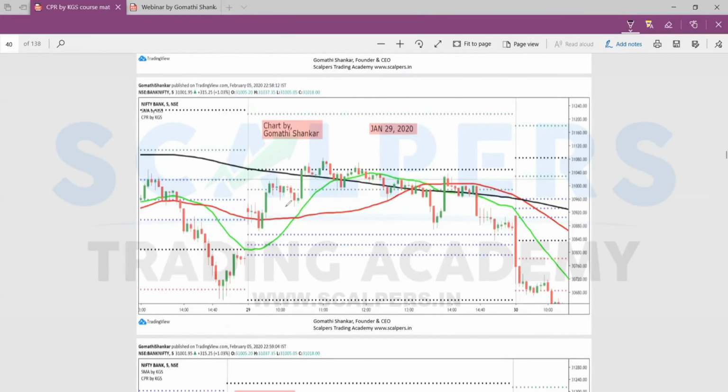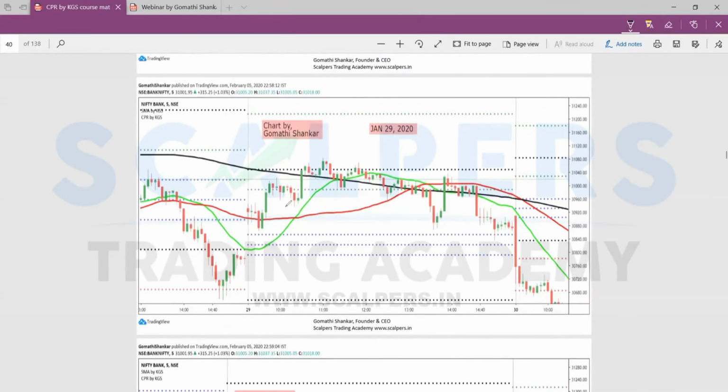Many people will tell, when I am buying it is going down, when I am selling it is going up. Many people will tell because they will be trading in these kind of sideways days. That's why many people tell, as soon as I buy it is going down, as soon as I sell it is going up. This is the reason.